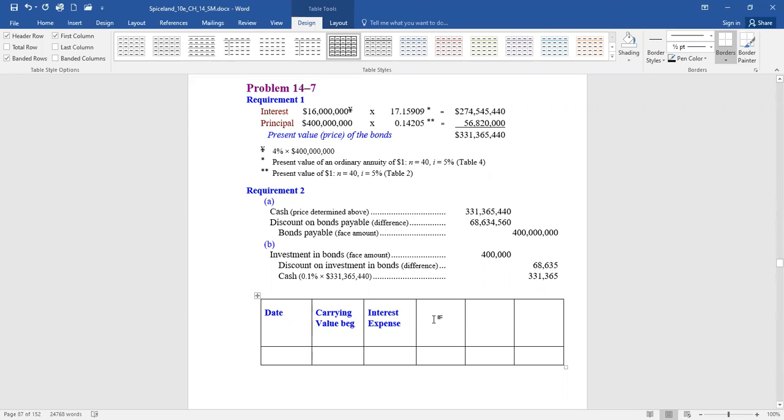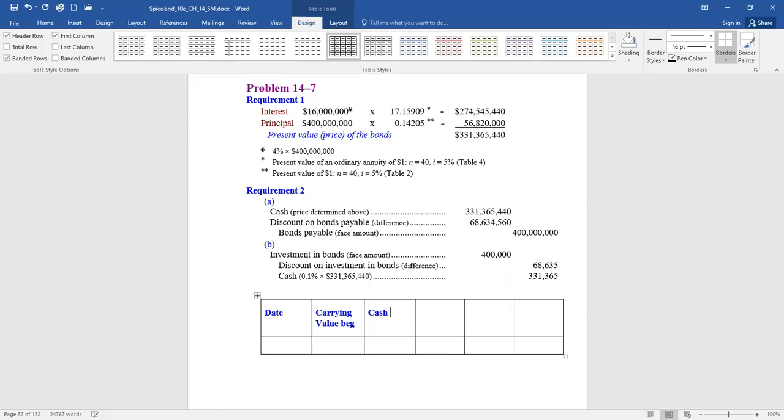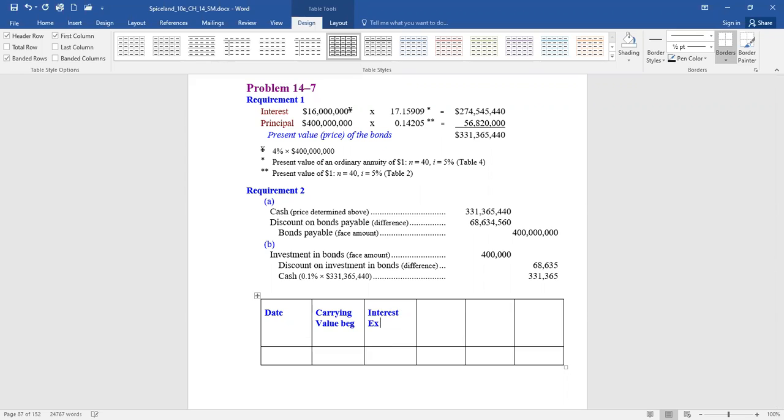This might be a little bit different than what you say. I'm going to do it this way. Cash. No, I'm doing it. Sorry about that. Just bear with me. My brain.